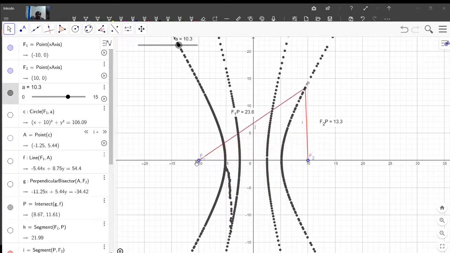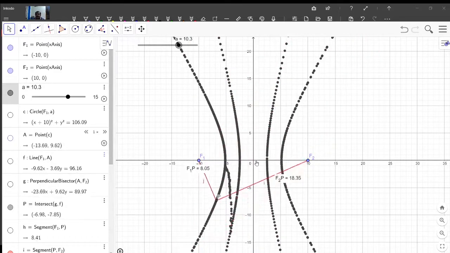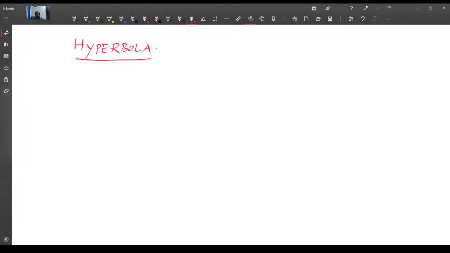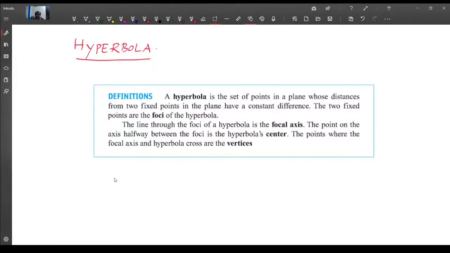The line passing through the foci is called the focal axis. Halfway between F1 and F2 is called the center of the hyperbola. So now we can formulate the definition of hyperbola. A hyperbola is a set of points in a plane whose distances from two fixed points in the plane have a constant difference. The two fixed points are the foci of the hyperbola. The line through the foci of a hyperbola is the focal axis. The point on the axis halfway between the foci is the hyperbola's center. The points where the focal axis and the hyperbola cross are the vertices.